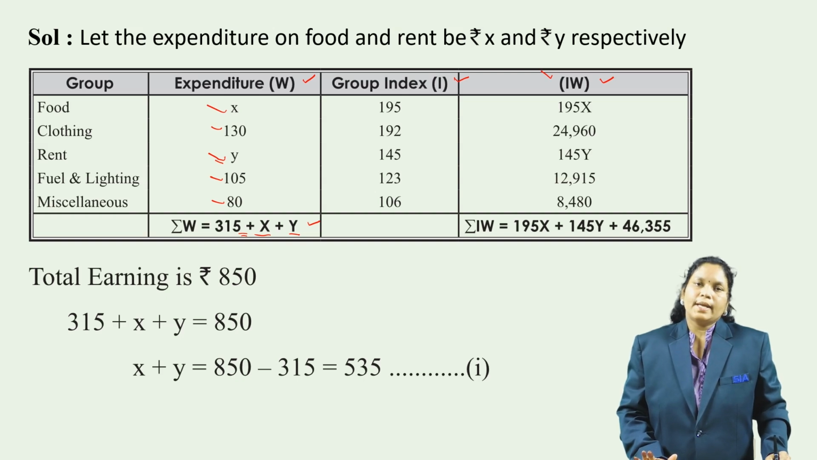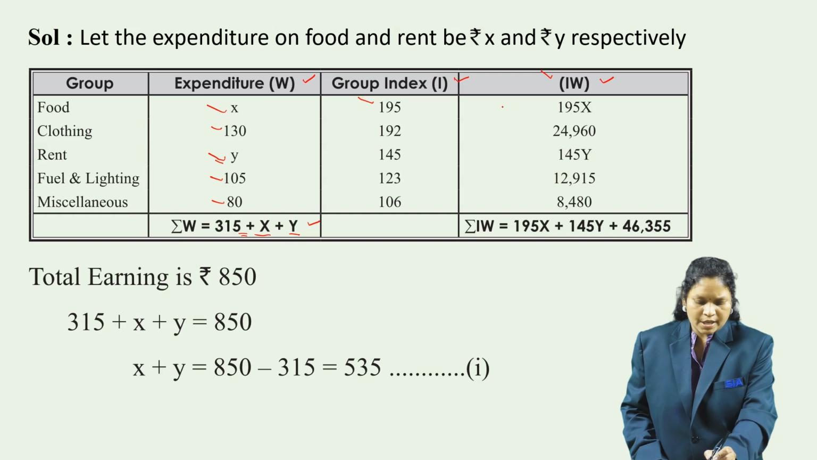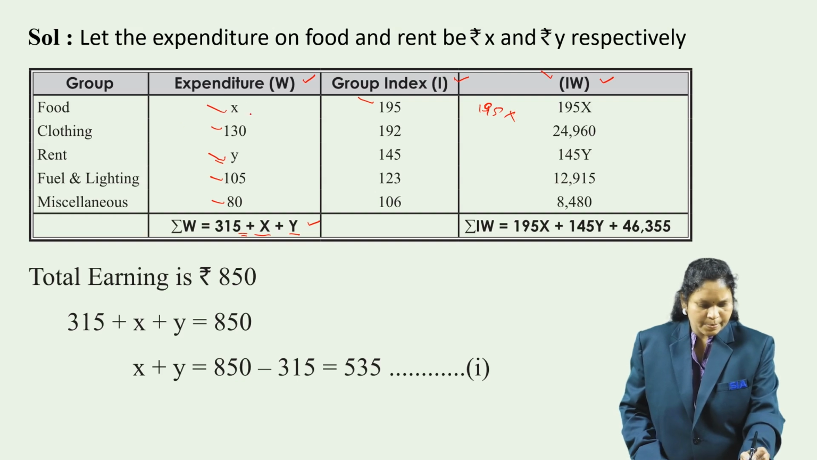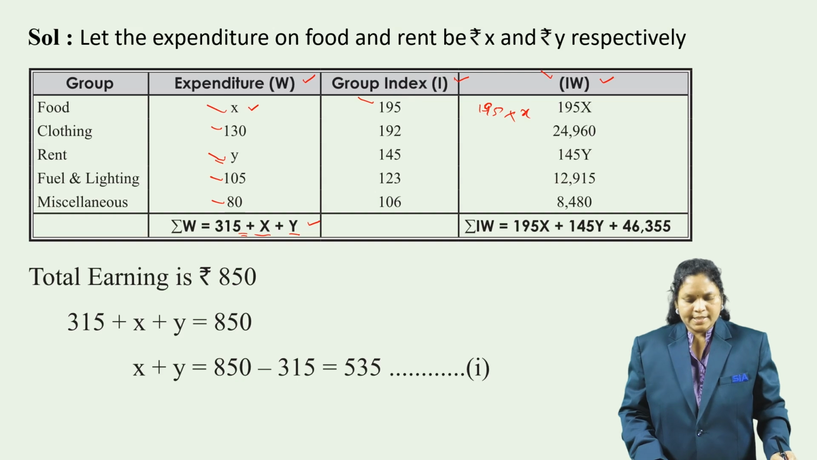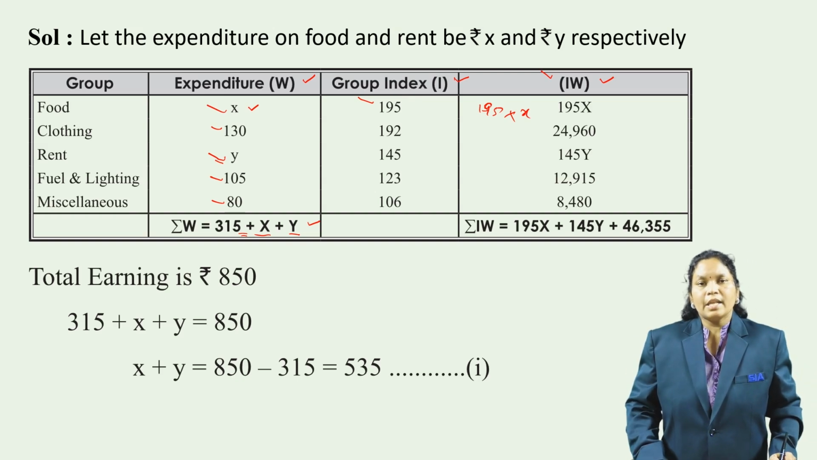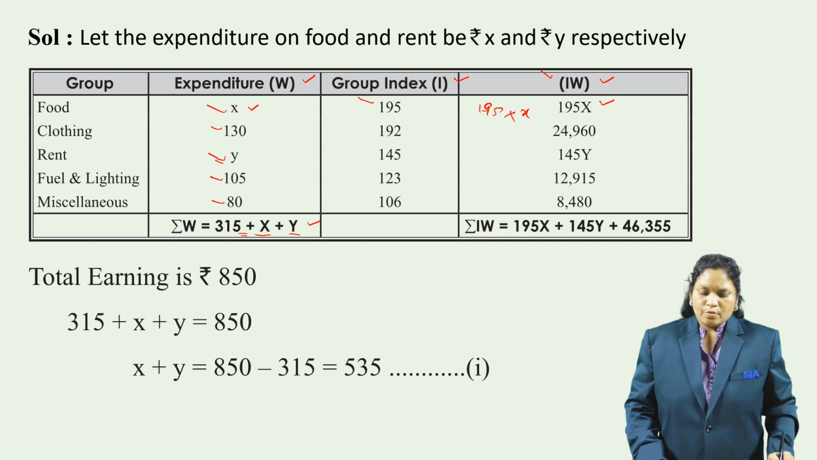Now let us go for obtaining the I into W totals. How to do that? You have to consider the I column into the W column. So I value is 195, into the expenditure W value x. So 195 into x, you have to keep as it is. Multiplication is not possible when we have a variable with a number, so simply write it beside. So 195x it will become. I have written it as it is.